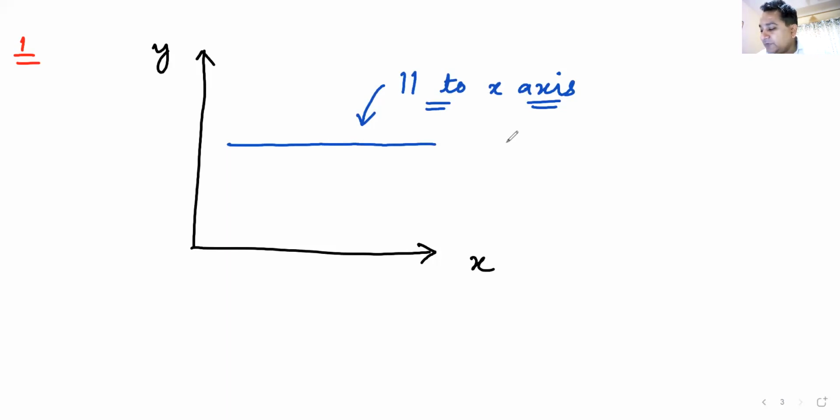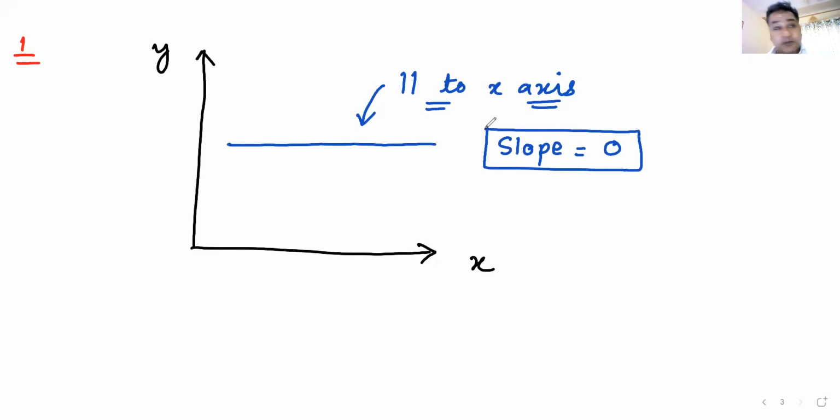Very good, Karthik. Very good. The slope of this line is 0. Yes, Anna, very simple point. Slope of this line is 0. Why is the slope 0? Because it makes 0 angle with the x-axis. This is one way of understanding it.